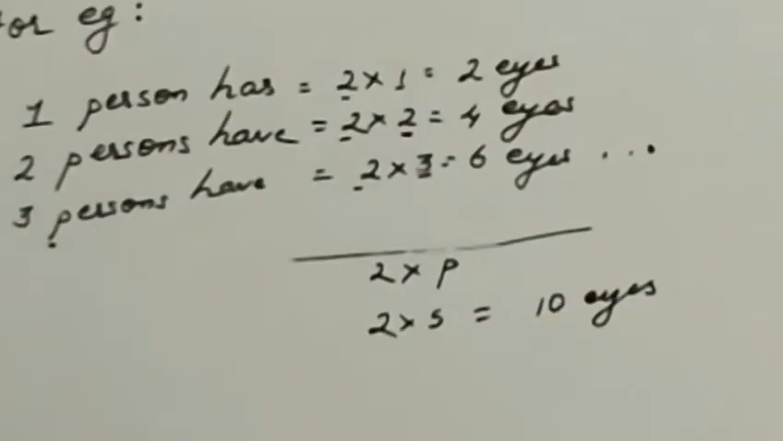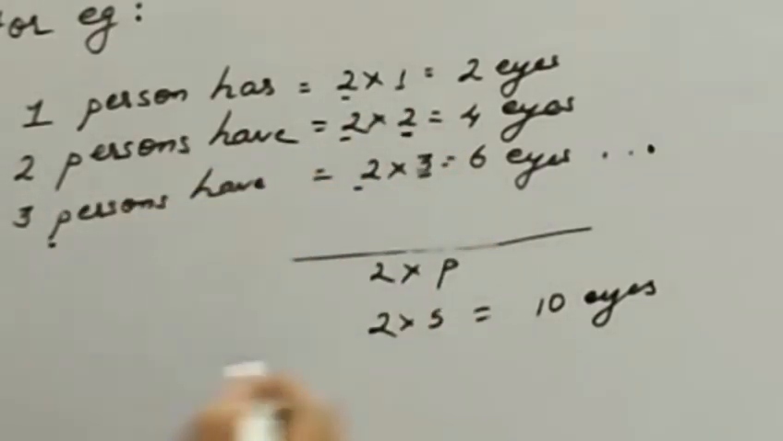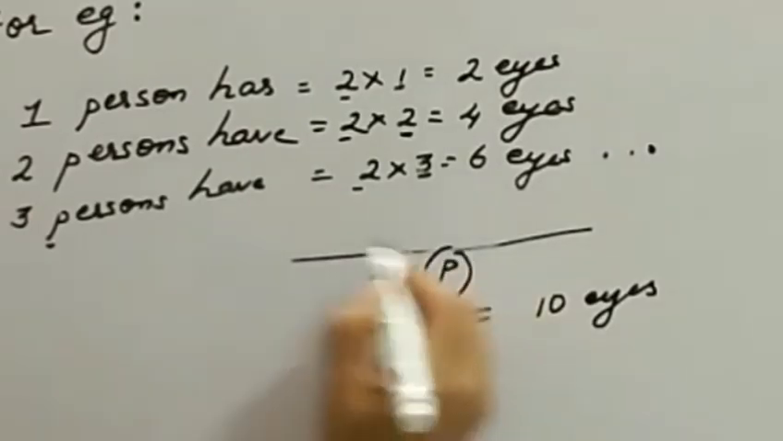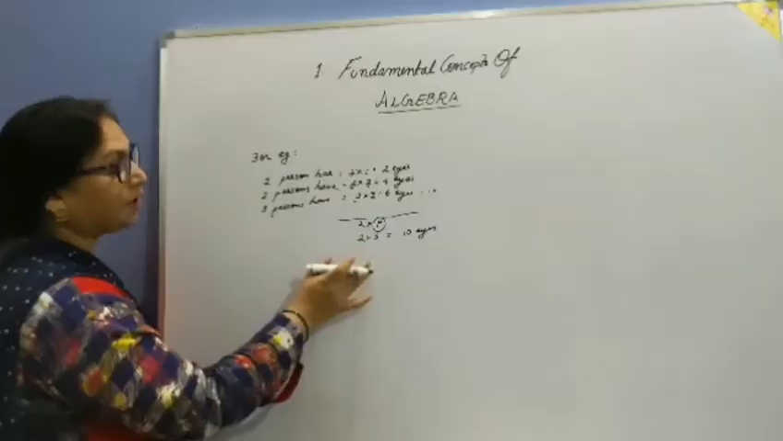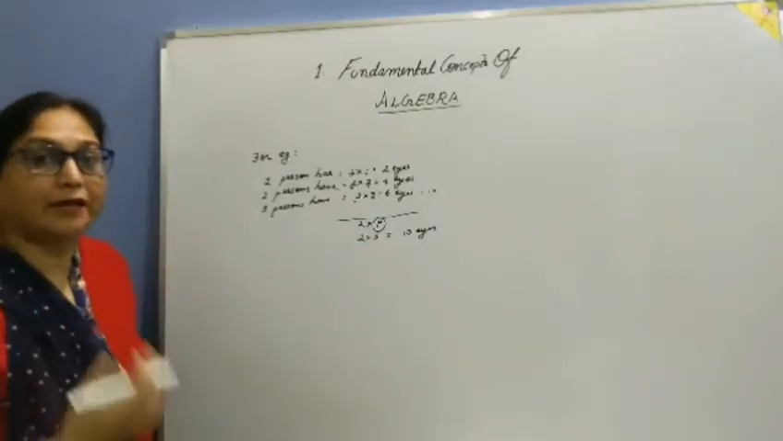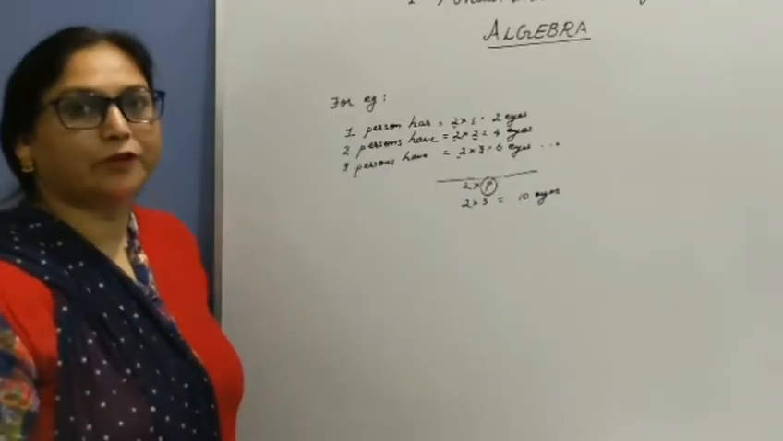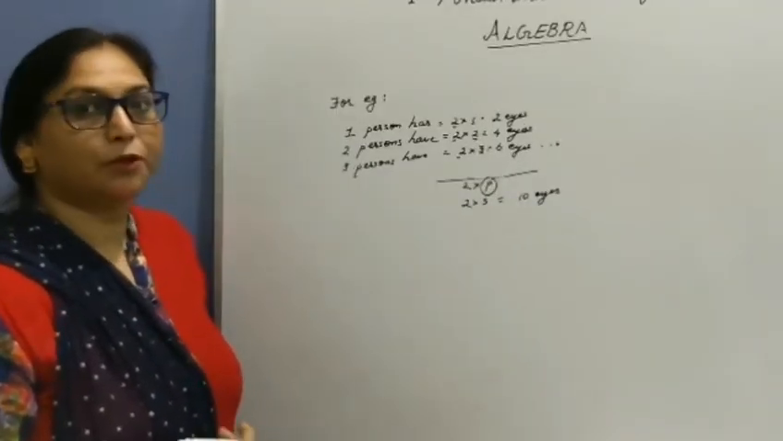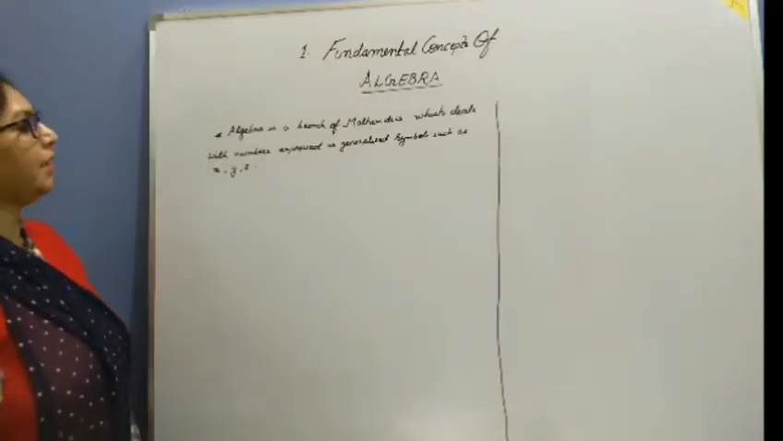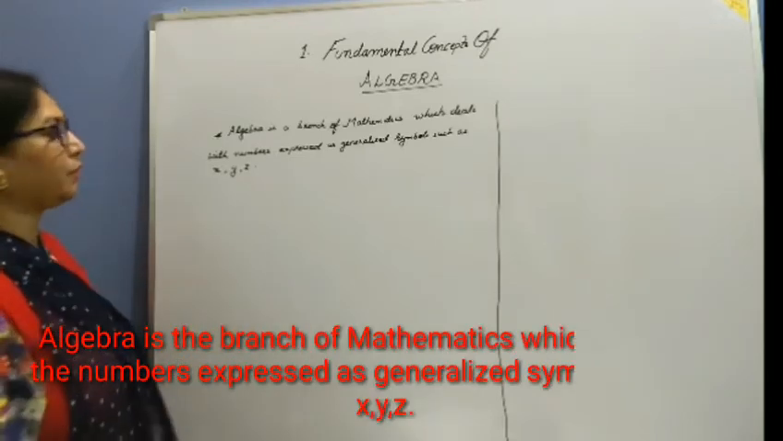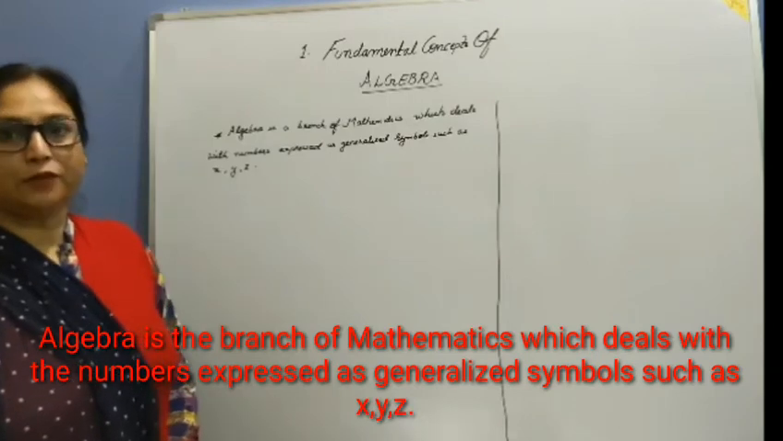So here you see the number 1, 2, 3 which is being changed is replaced by a letter or a symbol p. This is all about algebra. In algebra, the numbers are expressed in terms of symbols or letters. And students, to express numbers in algebra, usually we prefer small letters. Children, hence we reach to the conclusion. Algebra is a branch of mathematics which deals with the numbers expressed as generalized symbols such as x, y, z.